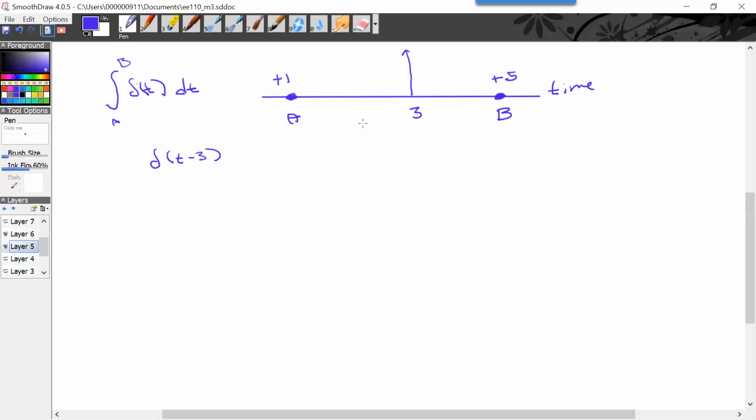All right. So now we want to integrate that from A to B. And really one of these things that you just would remember is that from minus infinity to plus infinity, if we integrate a delta function, the area is 1.